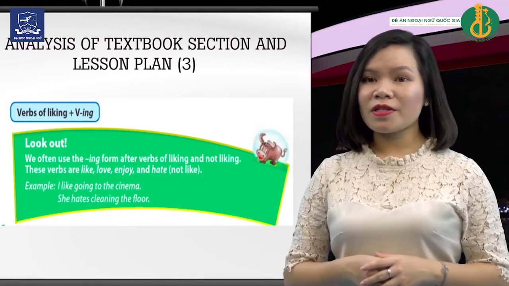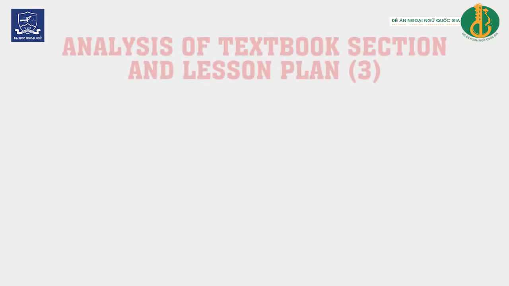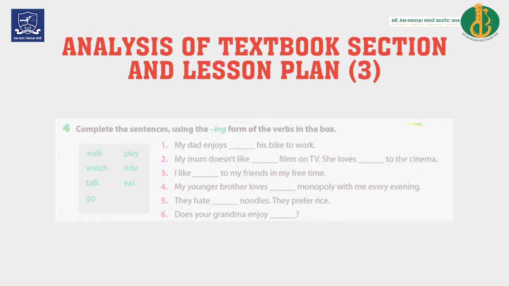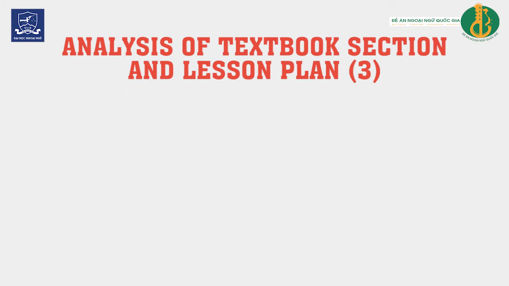The presentation stage here is a simple note regarding the structure. In practice 1, we have a simple exercise asking students to complete the sentences using the correct form of the verbs in the box. In practice 3, there is a less controlled task in which students can practice at sentence level by making sentences using the structure based on the visual cues provided. And in production, students can produce sentences more freely.